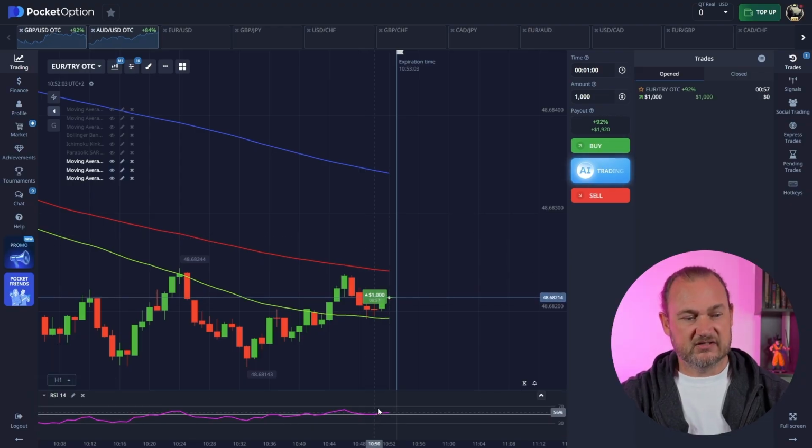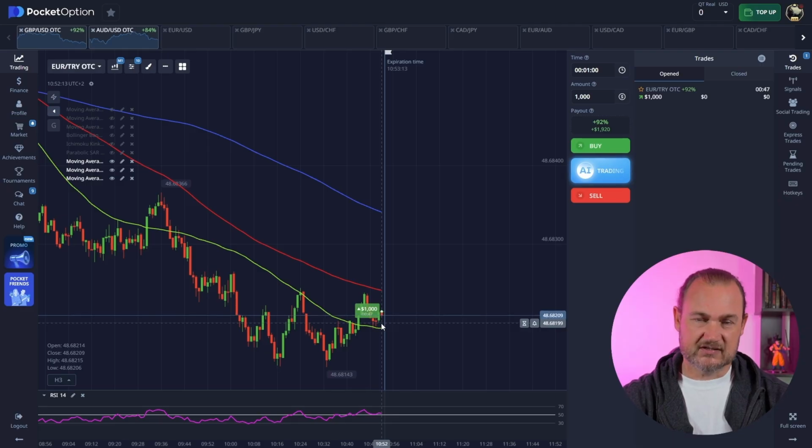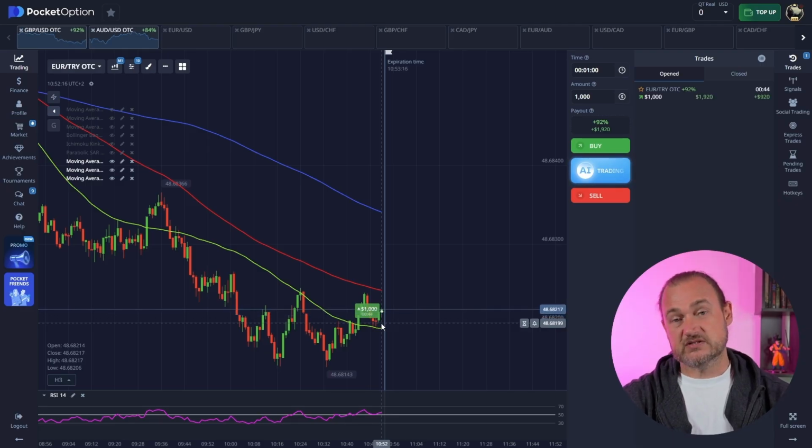My RSI rejected off. If we zoom out a little bit, we can see clearly that the RSI rejected off the middle line there. My price bounced off the moving average. After it broke through, it came back for a retest. Remember what I said earlier? Quite often when price breaks support or resistance, it comes back for the retest fairly soon. And this is exactly what happened.